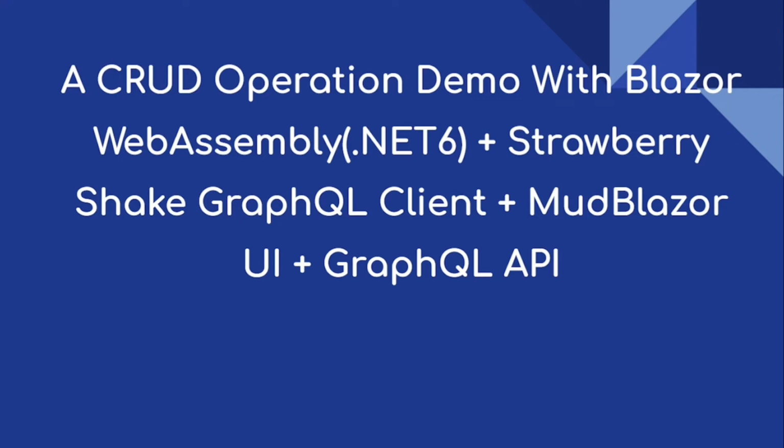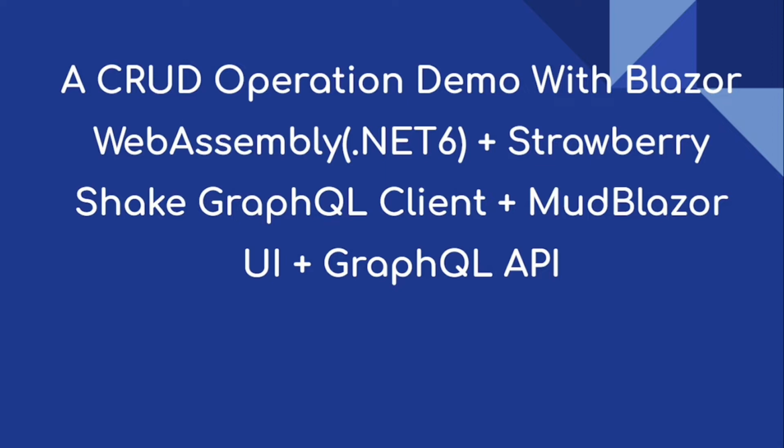Hi everyone. Today's video is on a CRUD operation demo with Blazor WebAssembly. Using the Strawberry Shake GraphQL client library and the MudBlazor UI library, we are going to consume a GraphQL API. So basically, in the Blazor WebAssembly application, we are going to consume the GraphQL API endpoint.